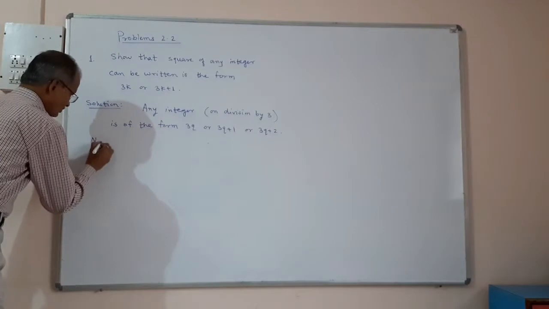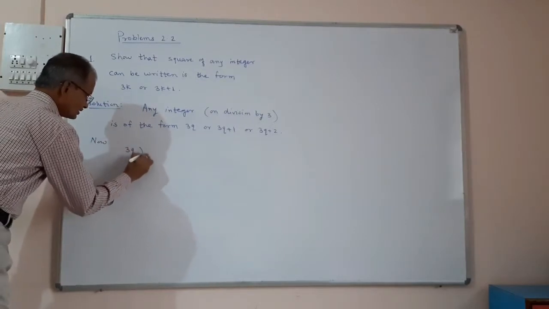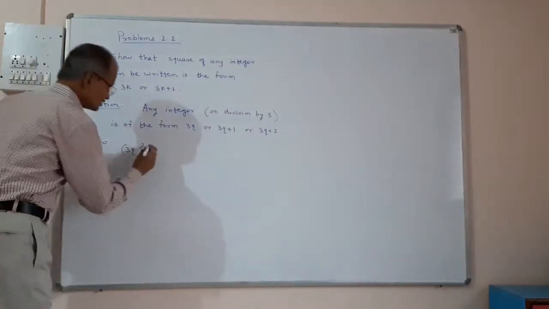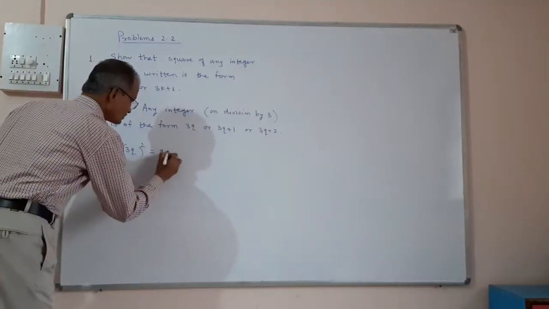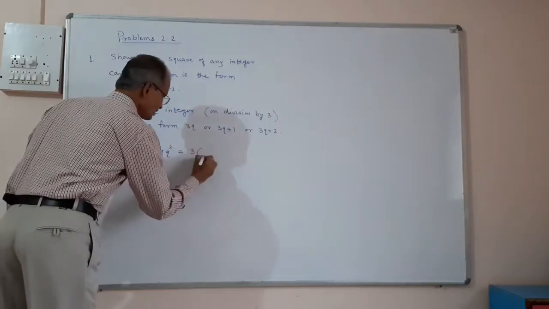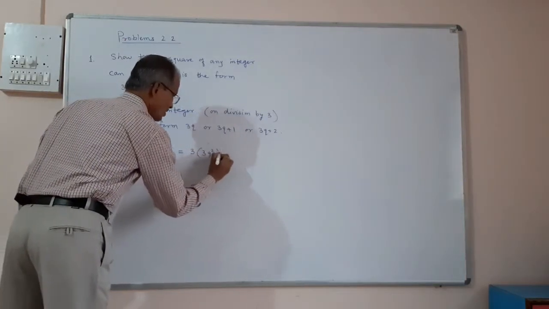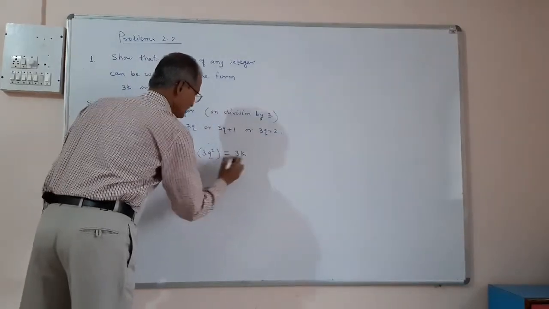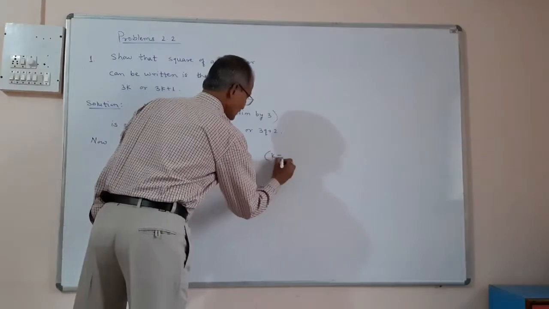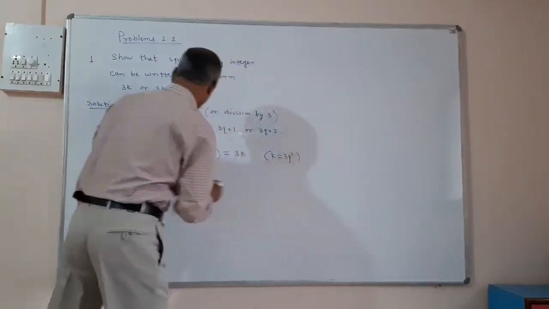Now suppose the integer is of the form 3q, all the multiples of 3. Then its square is 9q square. And we can write 9q square as 3 into 3q square. Now this is of the form 3k, where k is 3q square.